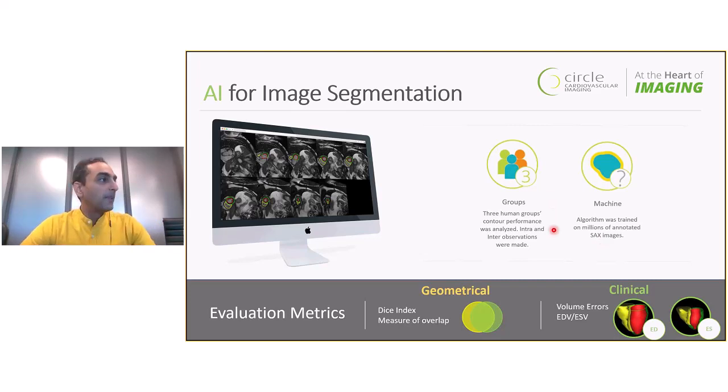And in assessing our neural networks' performance in contouring, we used 2 different categories of performance metrics. One, which many of you may be familiar with, is called the DICE index. It's a geometrical measure which measures overlap of predicted and ground truth contours. And we also assessed how good our algorithms were in predicting biomarkers such as end diastolic volume, end systolic volume, ejection fraction, stroke volume, and other numbers such as that. So we compared our algorithm to 3 expert raters.